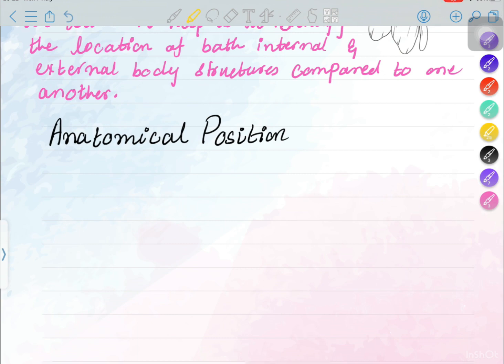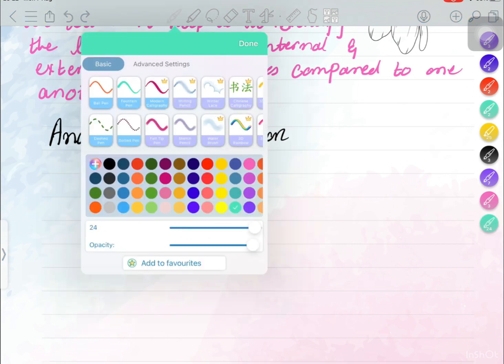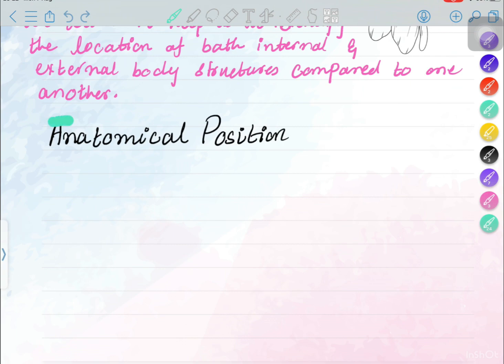Now, to understand that, first we have to understand how we have to stand when we talk about anatomical terms, because if we're sitting down, there will be different terms. So there should be a criterion for how the body should be positioned so that these anatomical terms can help us. This is the anatomical position, the way you should understand the body to be so that these terms are applicable.